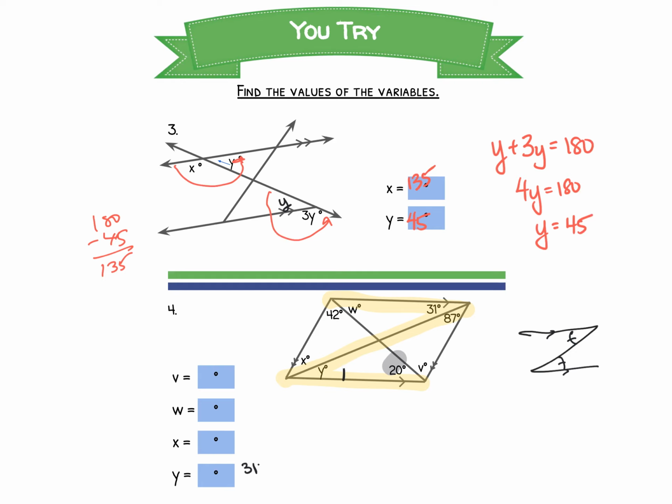Okay, so let's look at, oh, why can't I erase? Oh, I can't erase. Hold on one second. Okay, sorry about that. I got that to erase.